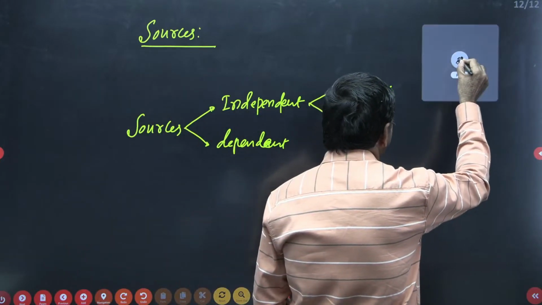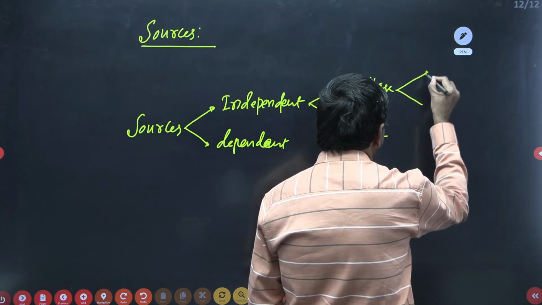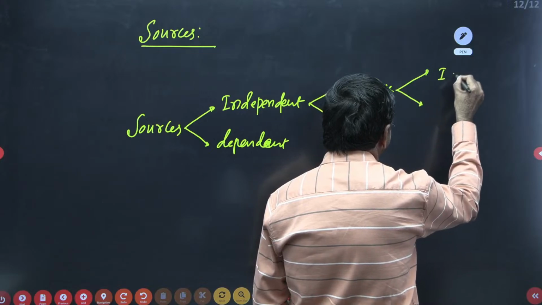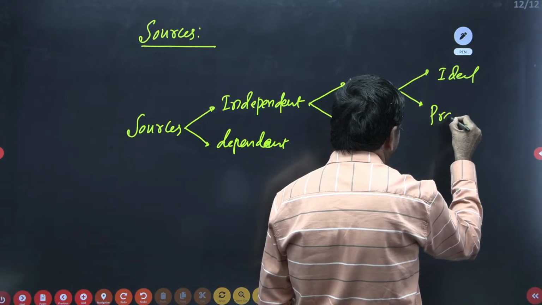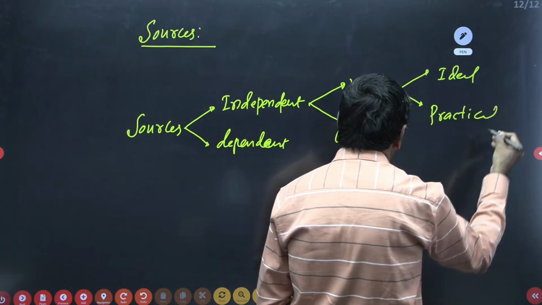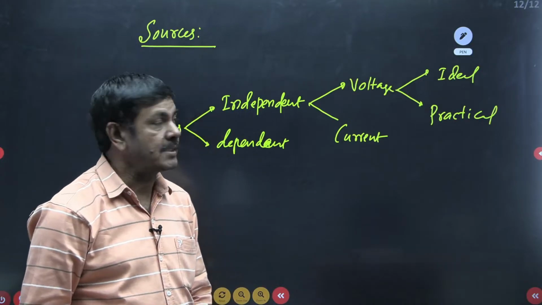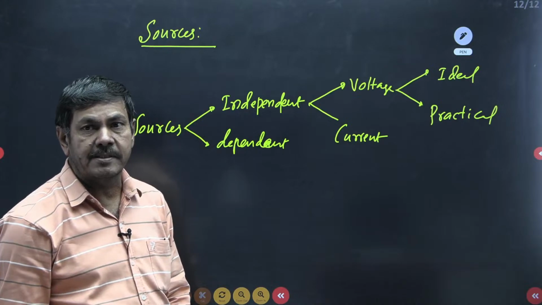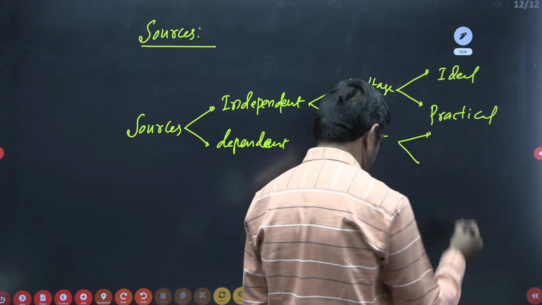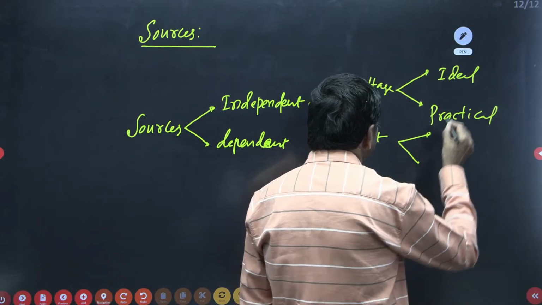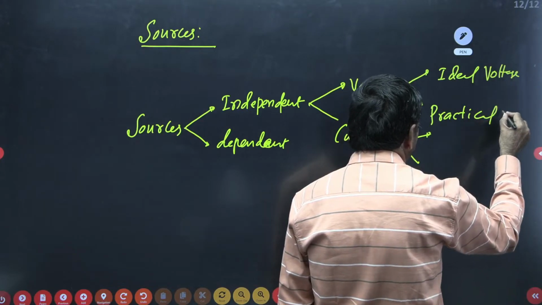But again this voltage source you can divide like this. One is said to be ideal, the second one is said to be non-ideal. Non-ideal is said to be practical. Ideal voltage source, practical voltage source. And current sources are also two types only: one is said to be ideal current source, this is ideal voltage source only now. Practical voltage source.